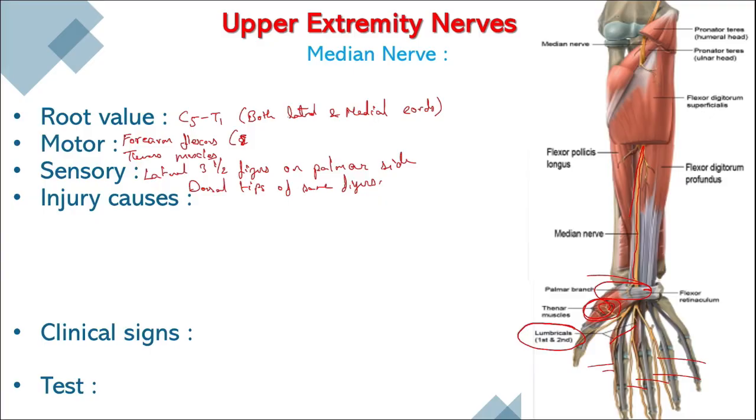Now, injury. How does the median nerve get injured? If any patient has a supracondylar fracture of the humerus. I am going to make a video on supracondylar fracture of the humerus in the orthopedic lectures, so if you have time, you can watch that video. And if any patient gets a median nerve injury, it can also lead to carpal tunnel syndrome and wrist lacerations.